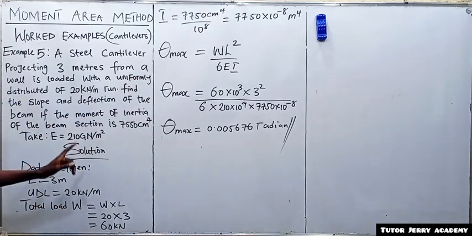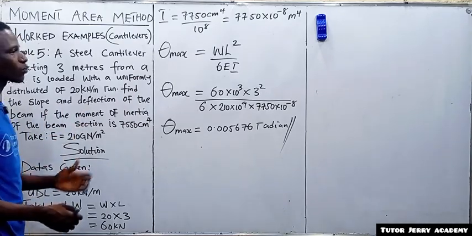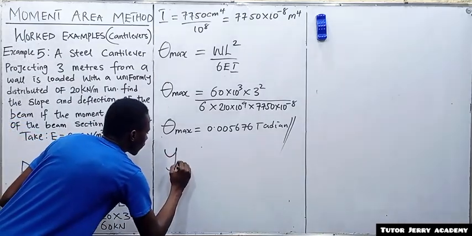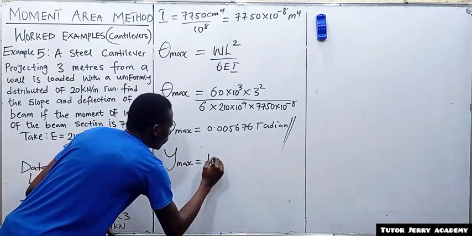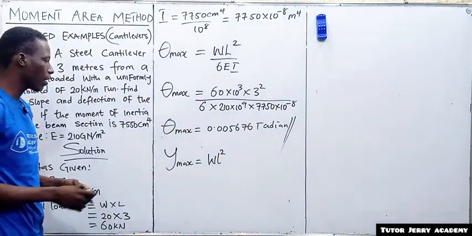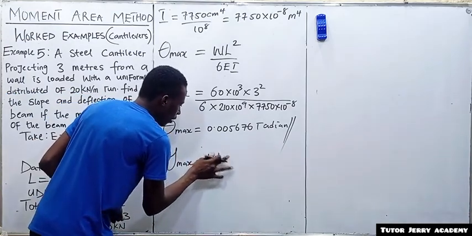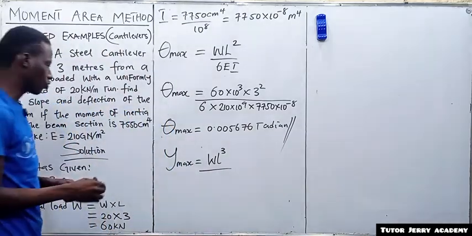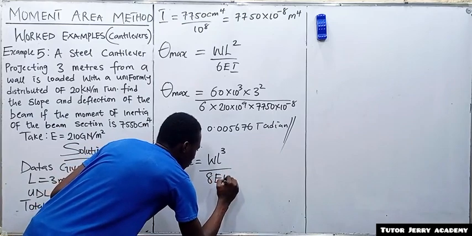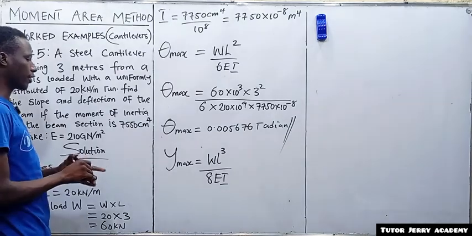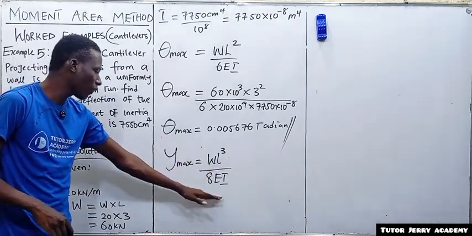Next, we are going to be looking for y max. As we derived earlier, y max is equal to WL to the power of 3, all over 8 EI. It should be 8 EI. Yes, this is the correct derivation. We have done this in our previous lesson, so you can go back and recall. So y max is equal to WL cube all over 8 EI.